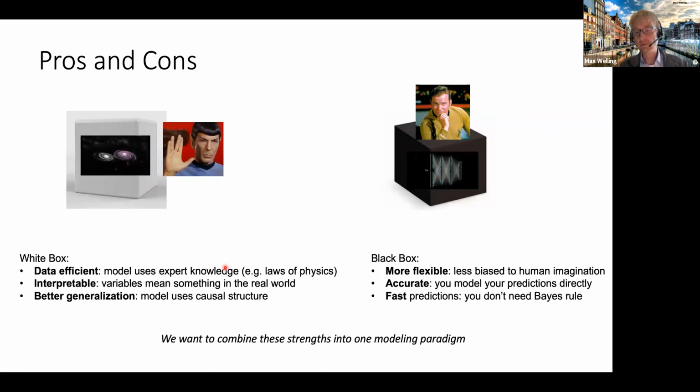And also, you model your predictions directly, in the direction that you actually want to use your system. In the white box, you have to use Bayes rule; you have to explicitly invert it if you want to use it in that direction. They're also fast because we don't need to use Bayes rule, and we have GPUs now to help us do these predictions really fast. But I would claim that we want to combine these two worlds into one modeling paradigm.